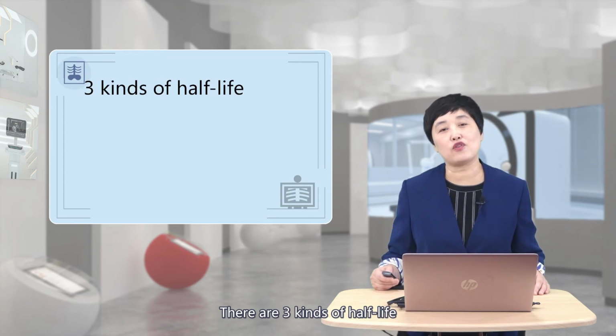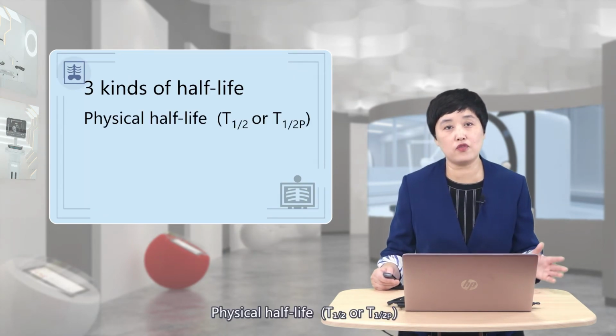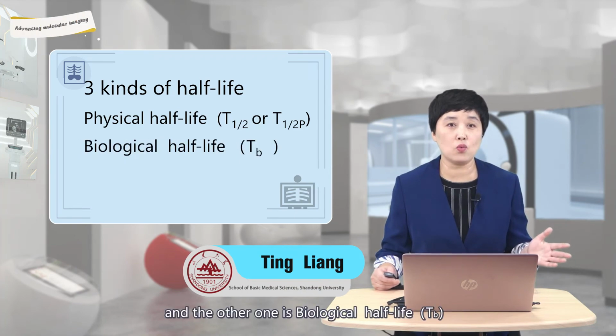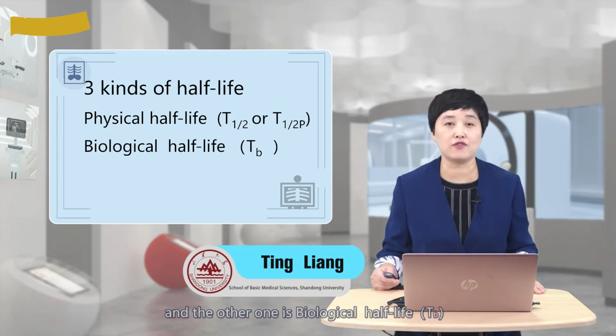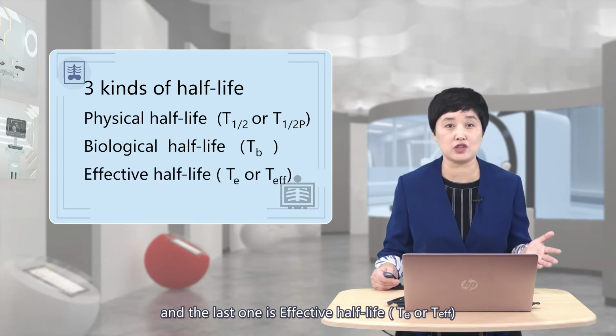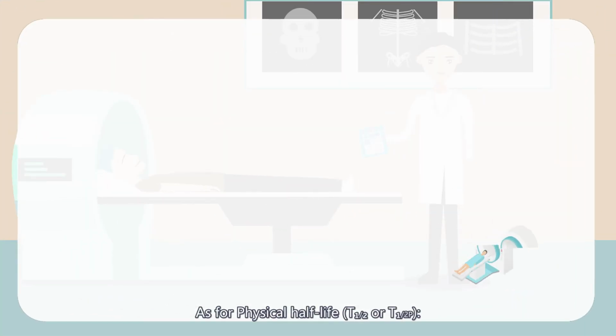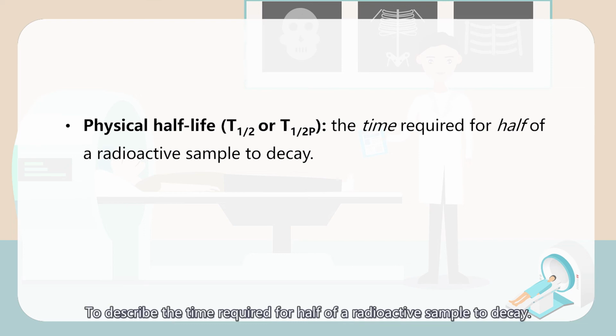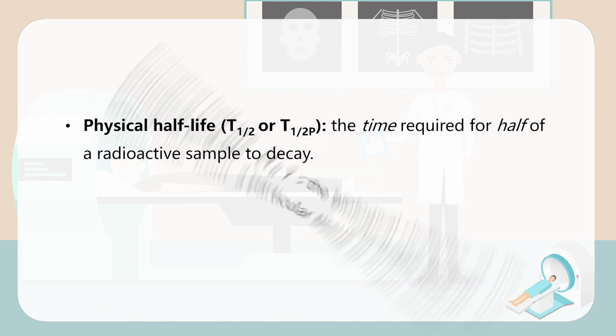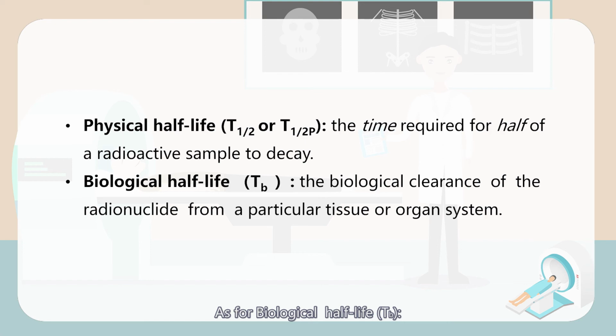There are three kinds of half-life. The first one is physical half-life, the second one is biological half-life, and the last one is effective half-life. Physical half-life describes the time required for half of a radioactive sample to decay. Biological half-life describes the biological clearance of the radionuclide from a particular tissue or organ system.